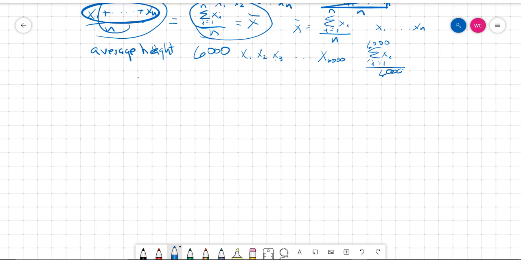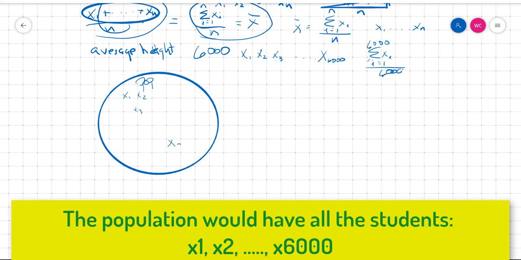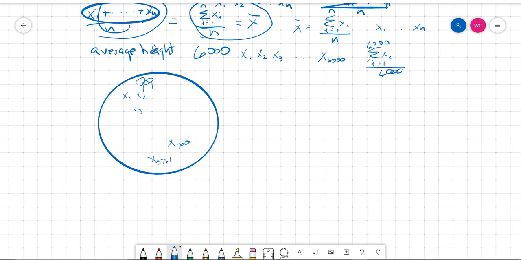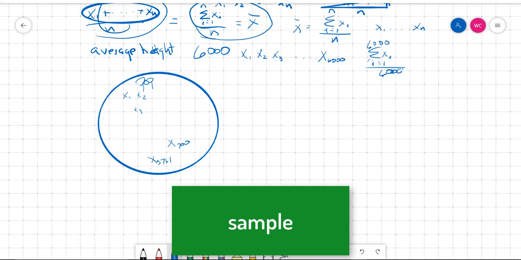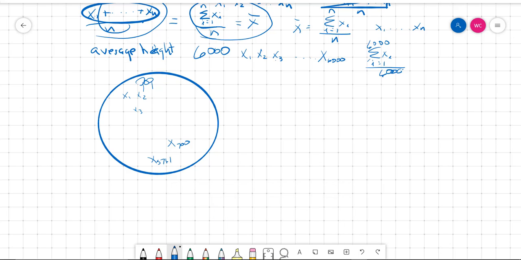So we can denote the whole population here. Maybe this is all the students, and we'll call that the population. It has x1, it has x2, x3, it has x700, it has x5761, and so on. It has all the people in there. But suppose we don't want to do all the work of measuring everybody's height and recording all of that. So we will take a sample from the population. We'll only take maybe 50 people or 60 people or 20 people or 100 people. But anyway, not the whole population.